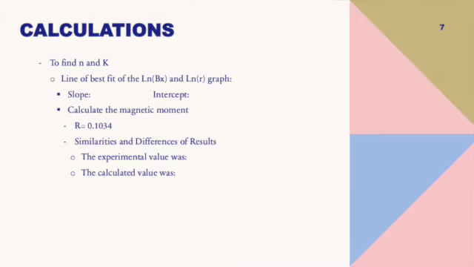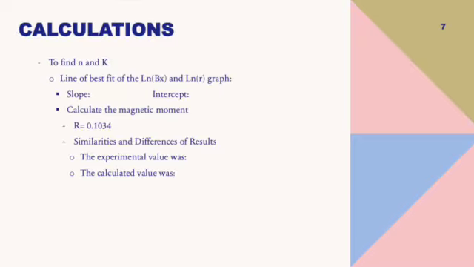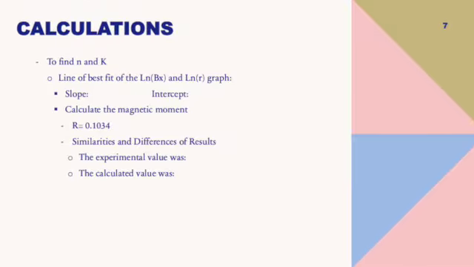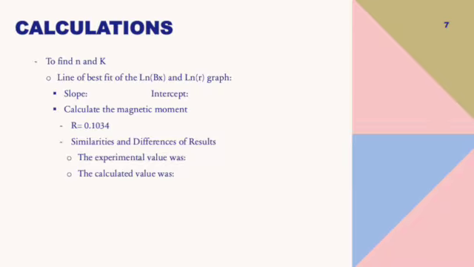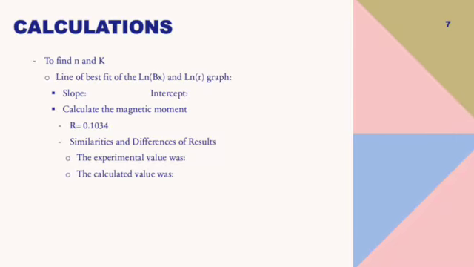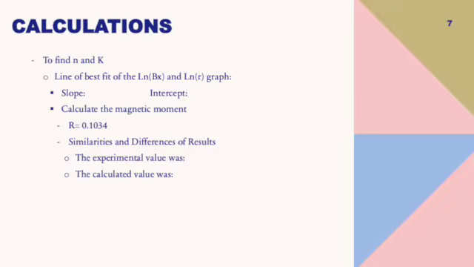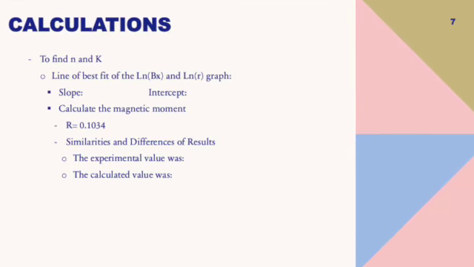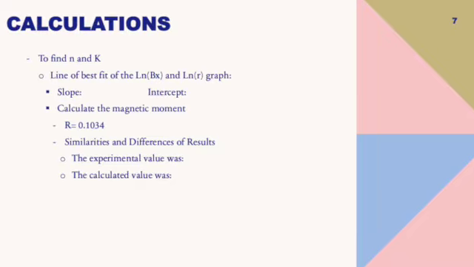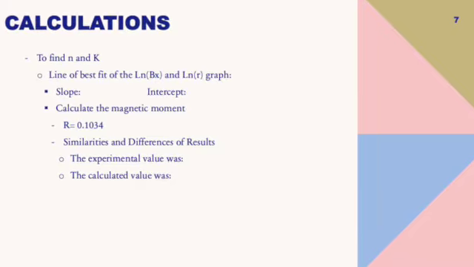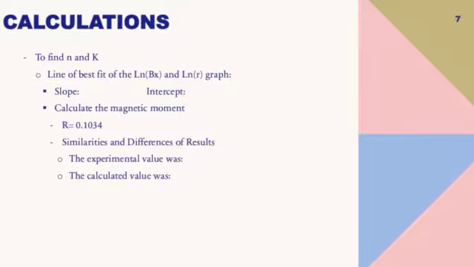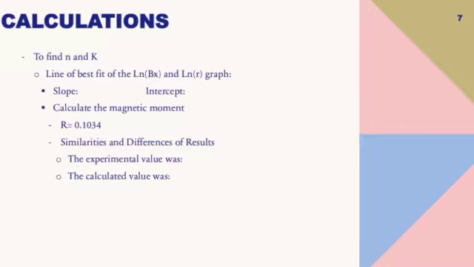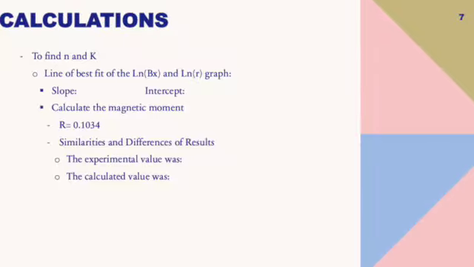To find the constants N and K, I used a line of best fit of ln Bx versus ln r graph. Then, using that, I found my slope and my intercept to get my K value. Then to calculate the magnetic moment, I know that R is equal to 0.1034. I found that using the equations shown in the beginning of this experiment. And then some similarities and differences of my results.